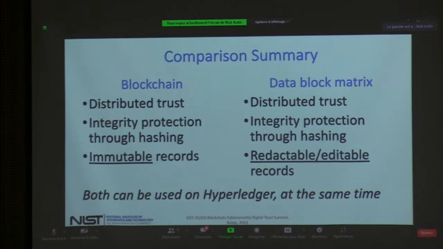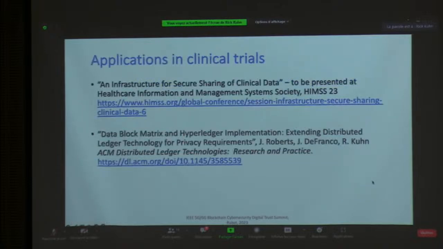So, a quick comparison. With both of these, we have distributed trust, and we have integrity protection through hashing. But with blockchain, we have immutable, unchangeable, permanent records. With this function, we allow the possibility of changing or deleting records. And these can be used both on Hyperledger at the same time, as noted. So again, we're trying to make this a component that can be used by distributed system designers to enlarge the range of applications for distributed ledger and distributed trust.